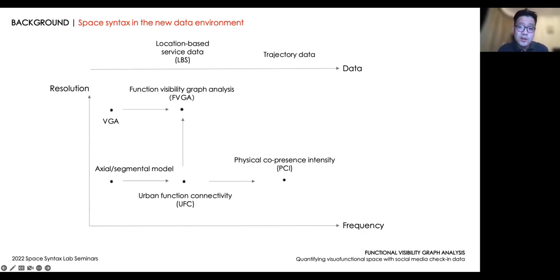For instance, we will briefly introduce what we have done here: the first one is the urban function connectivity, we call it UFC, and the PCI, the physical capacitance intensity. These two methods push the conventional space syntax models into a relatively high frequency way. We use the LBS data at urban scales to develop urban function connectivity measures. And then we use the trajectory data to make this more dynamic in a model we call the PCI. And today we will introduce the model that extends the UFC into a visibility analysis that we call the functional visibility graph analysis.